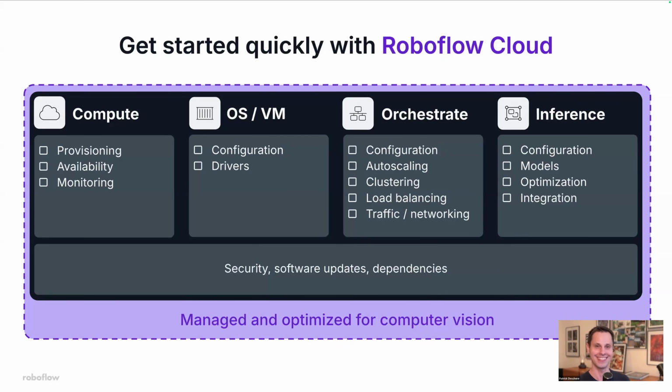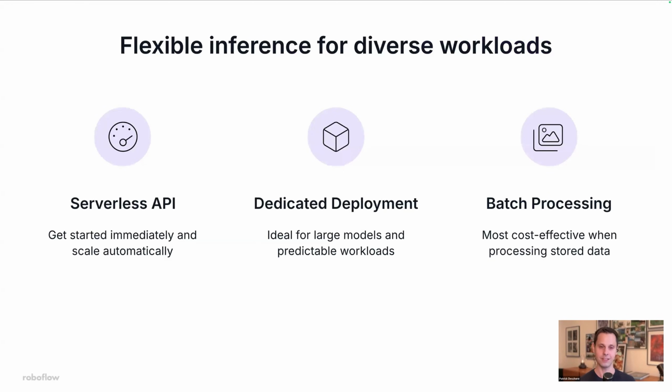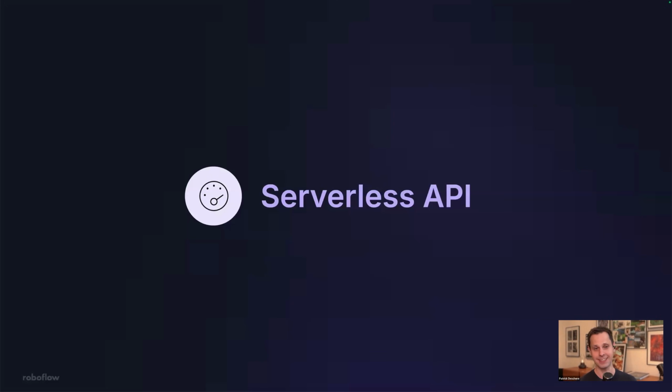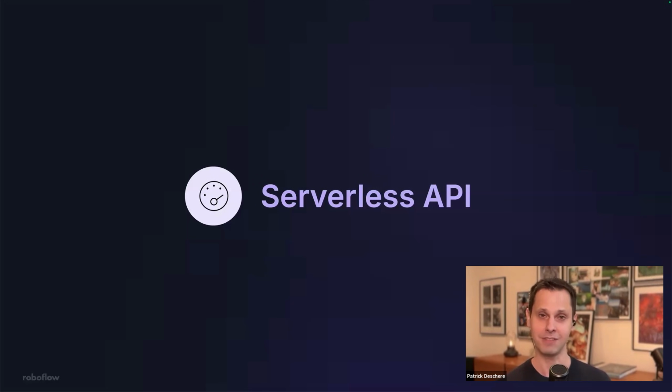And specifically within the Roboflow Cloud offering, there are 3 different options for performing inference that we're going to be taking a look at today. The Serverless API, then the dedicated deployment, and then batch processing. The first one that we're going to look at is Serverless API, and for that, I'm going to hand it over to James.